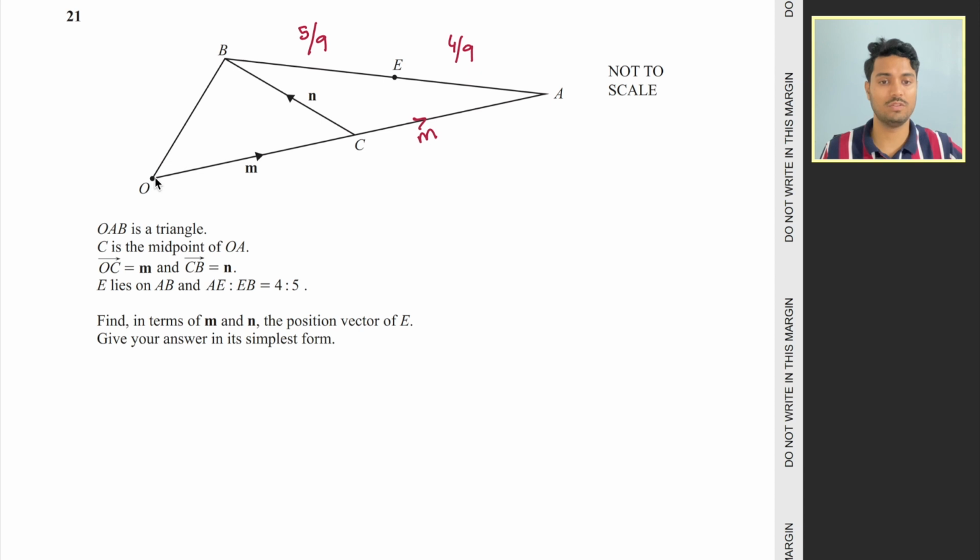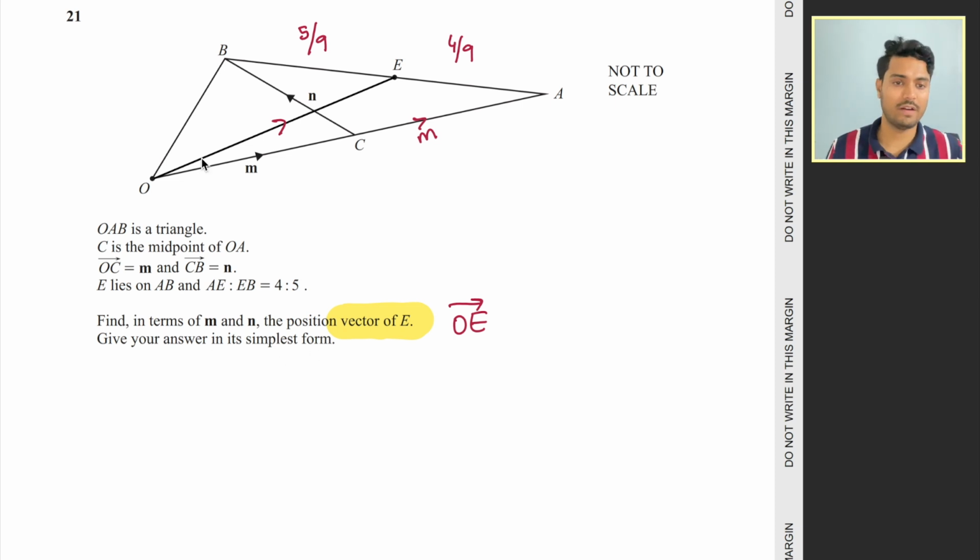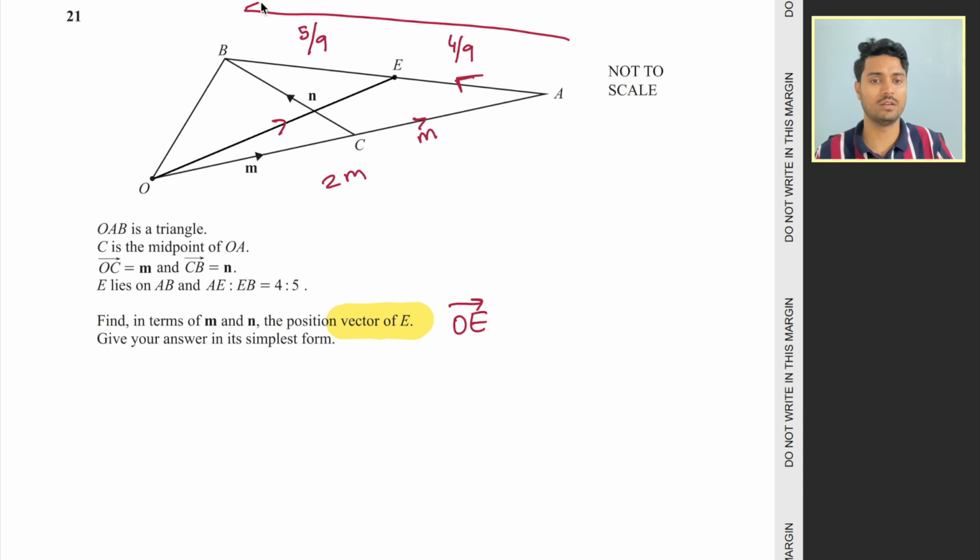Position vector of E means we have to find OE. When they are telling us to find the position vector of E, that means we have to find OE. So I'll write it here. Give your answer in simplest form. Now to find OE, I can go from O to A and A to E. So O to A is 2M, and AE we have to find. To find AE we need AB. We don't have AB, we need AB.